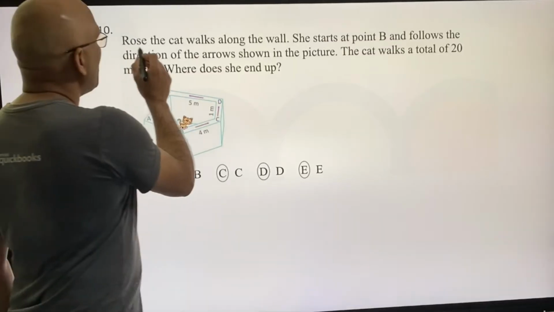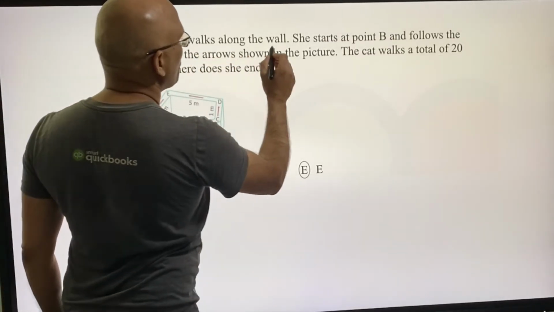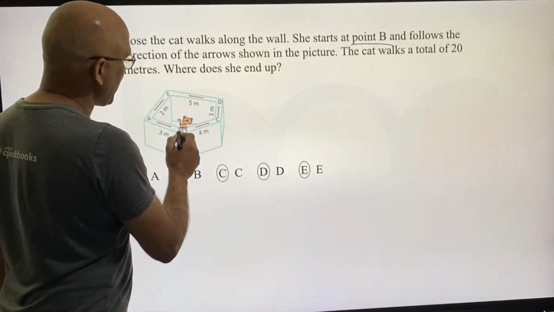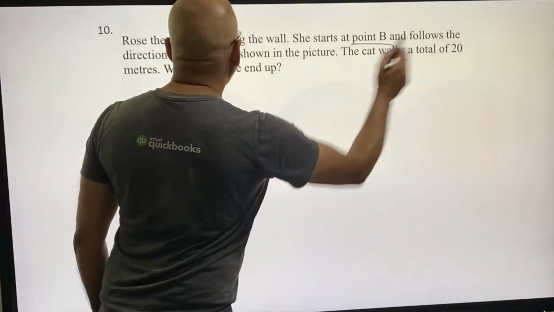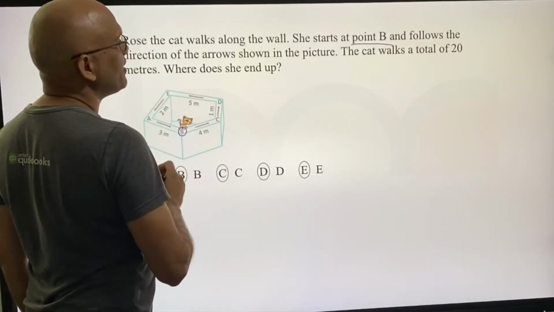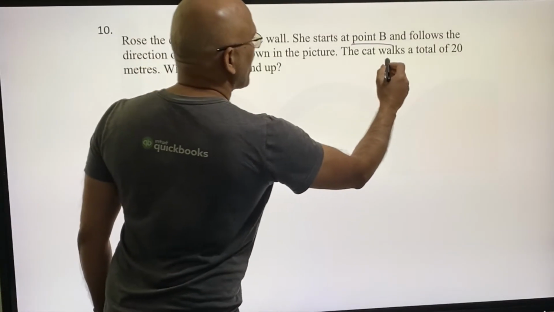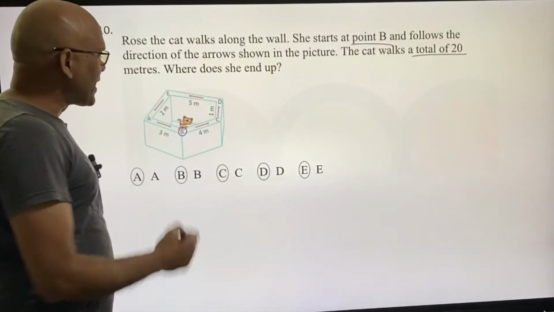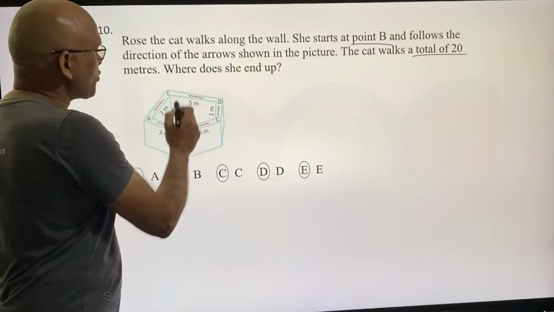Sorry. Rose, the cat, walks along the wall. She starts at point B. So she starts at this point B. And then follows the direction of the arrows. The arrows are given. The cat walks a total of 20 meters. Where does she end up? So we can simply start at B and start walking.